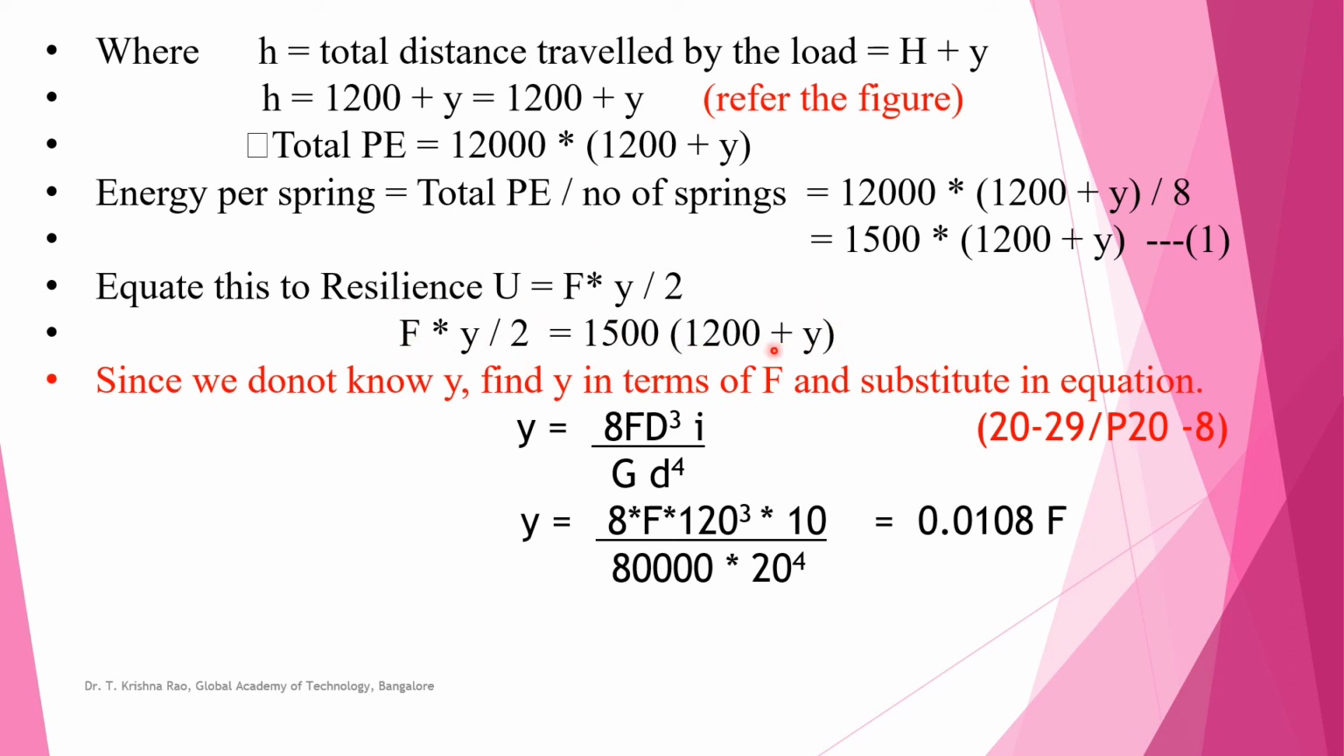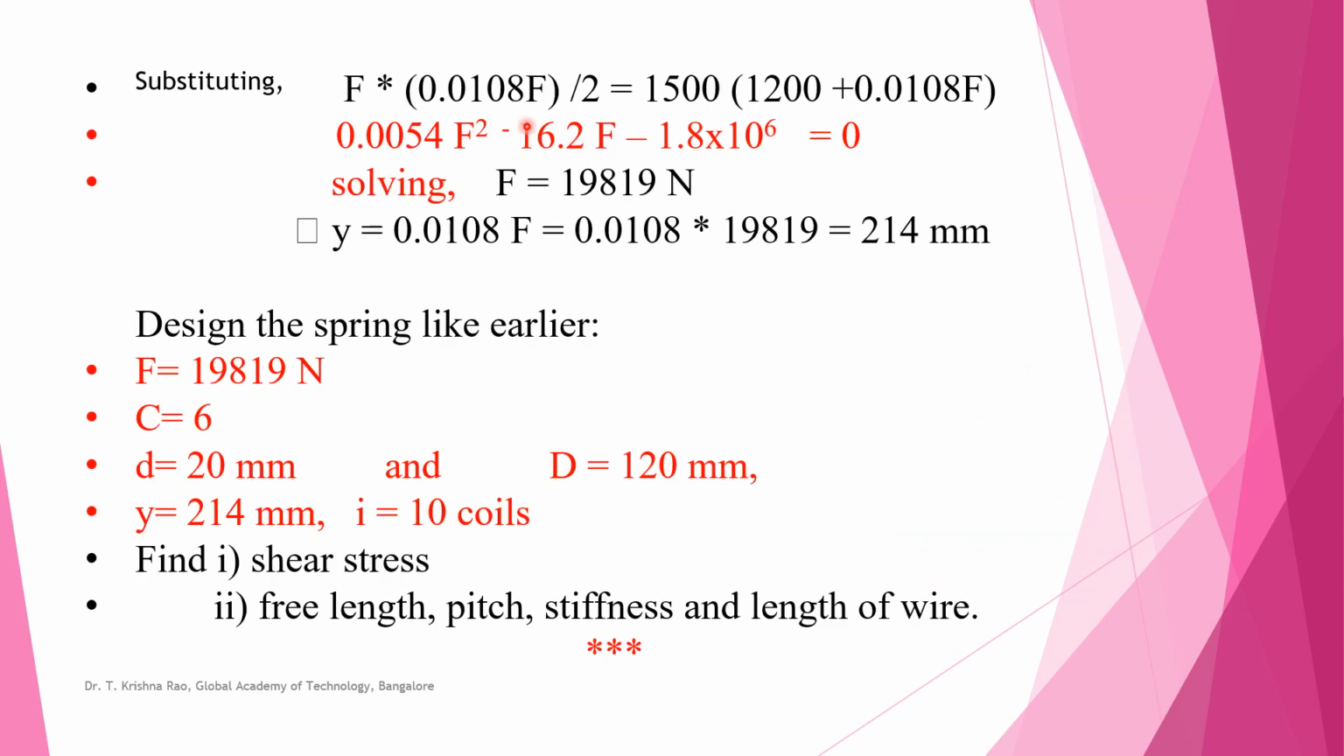We have done a similar problem in the railway car kinetic energy problem. What we did there, we took the Y equation and calculated Y in terms of F, and that value of Y we substitute in this. So Y we found out because the wire diameter, mean coil diameter, and number of coils are given. So Y we have calculated in terms of F. This Y value we substitute here as well as here and solve this quadratic equation.